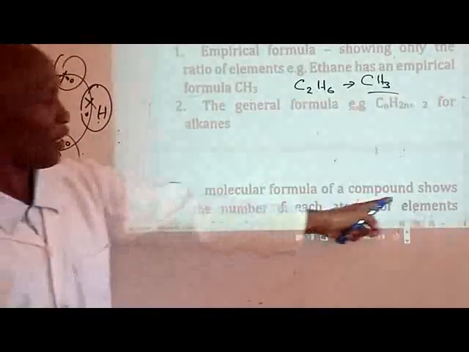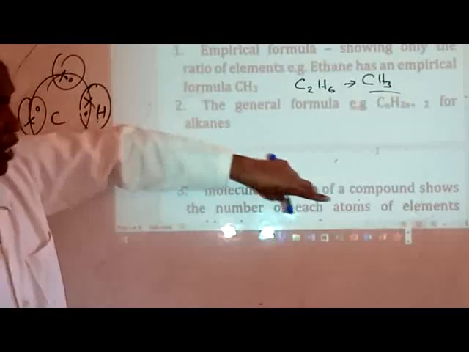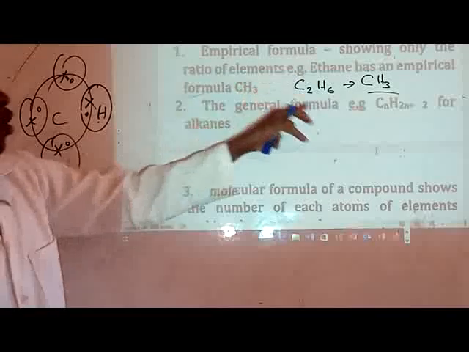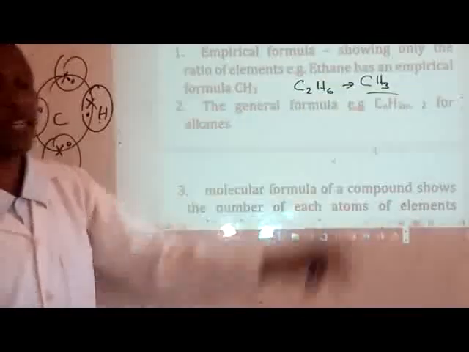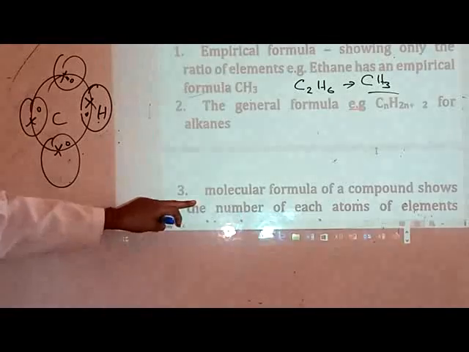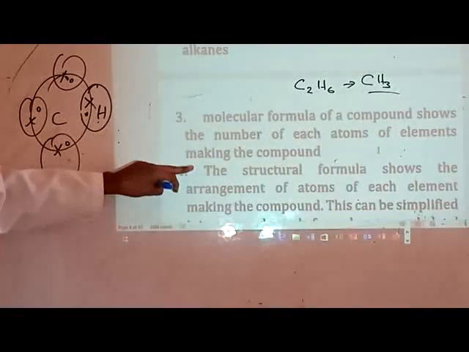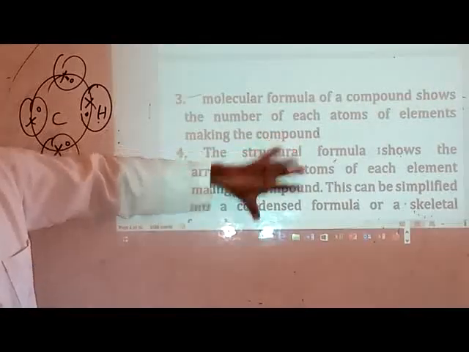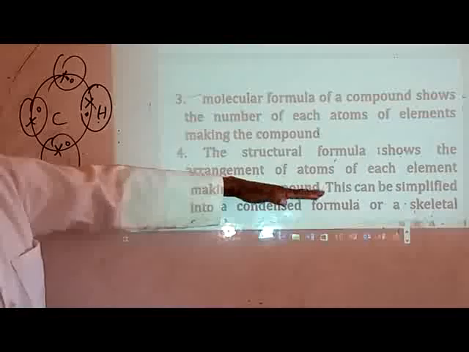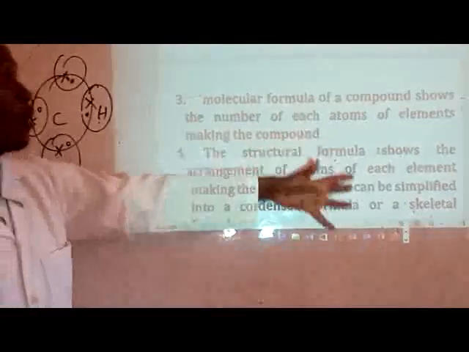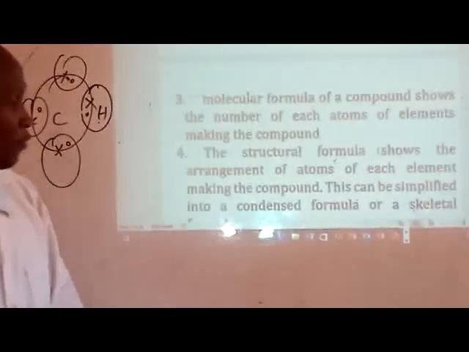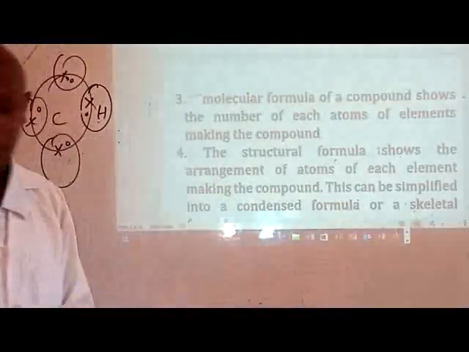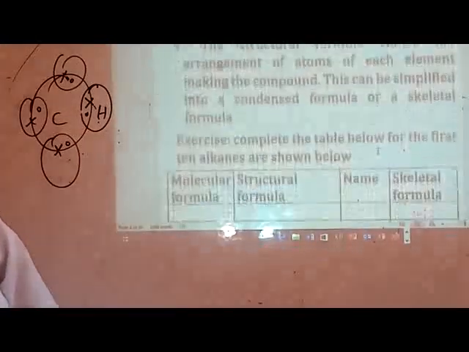Now we have another formula apart from the empirical formula, the molecular formula. Like this one, it has 2 carbons and 6 hydrogens, so it shows the number of each element making the compound. The structural formula, we have said, will show the arrangement of the atoms in space. So it gives you more information than any of the other formulae, and you can either summarize the structural formula into a skeletal formula or a condensed form of the structural formula.